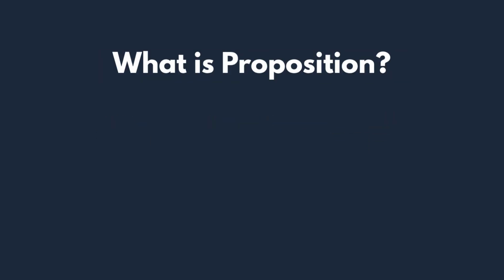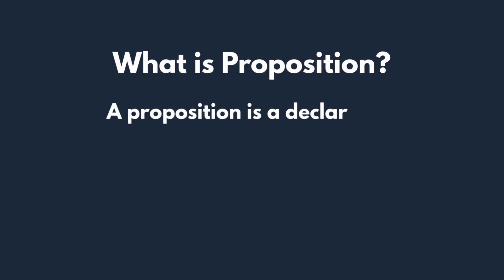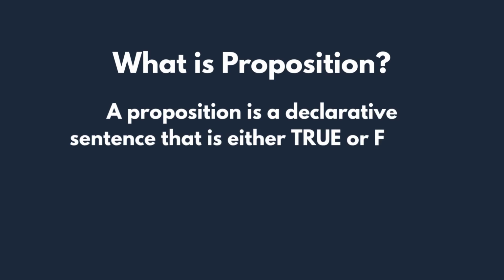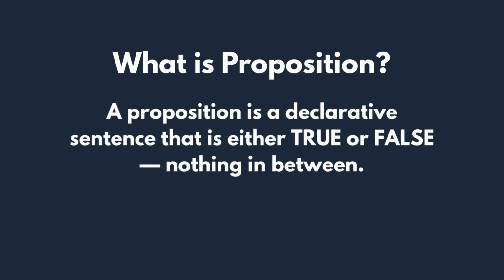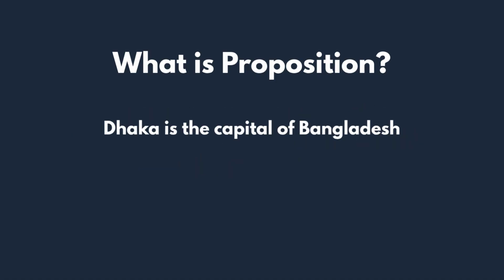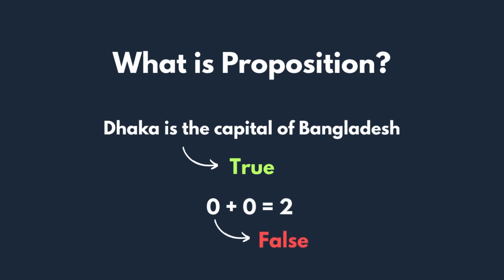Let's start from the foundation. A proposition is a declarative sentence that is either true or false, nothing in between. For example, Dhaka is the capital of Bangladesh. It's true, but 0 plus 0 equals 2, it's false. These are propositions, but be careful.